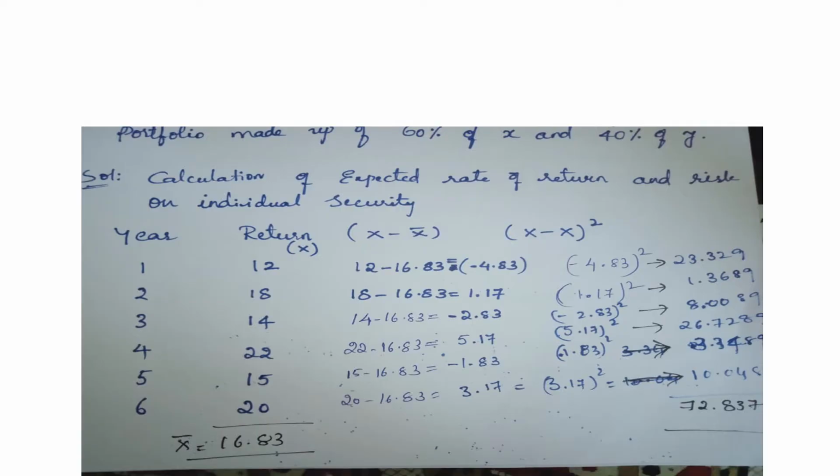Coming to the solution of the problem. So, calculation of expected rate of return and risk on individual security. Here we have two securities X and Y, and information is given for the past 6 years.